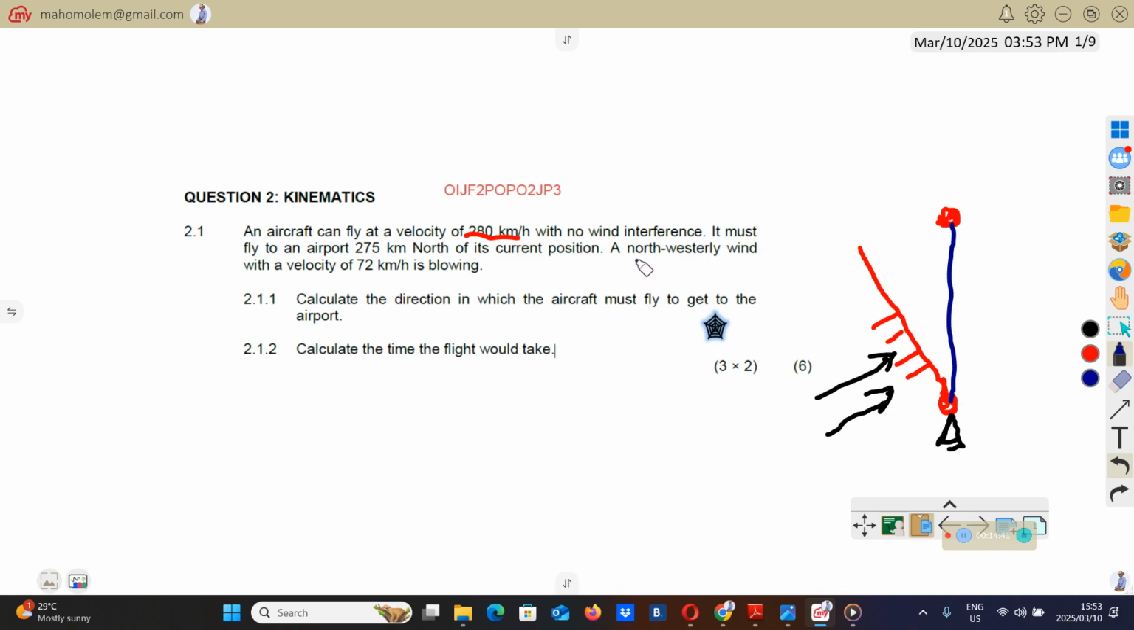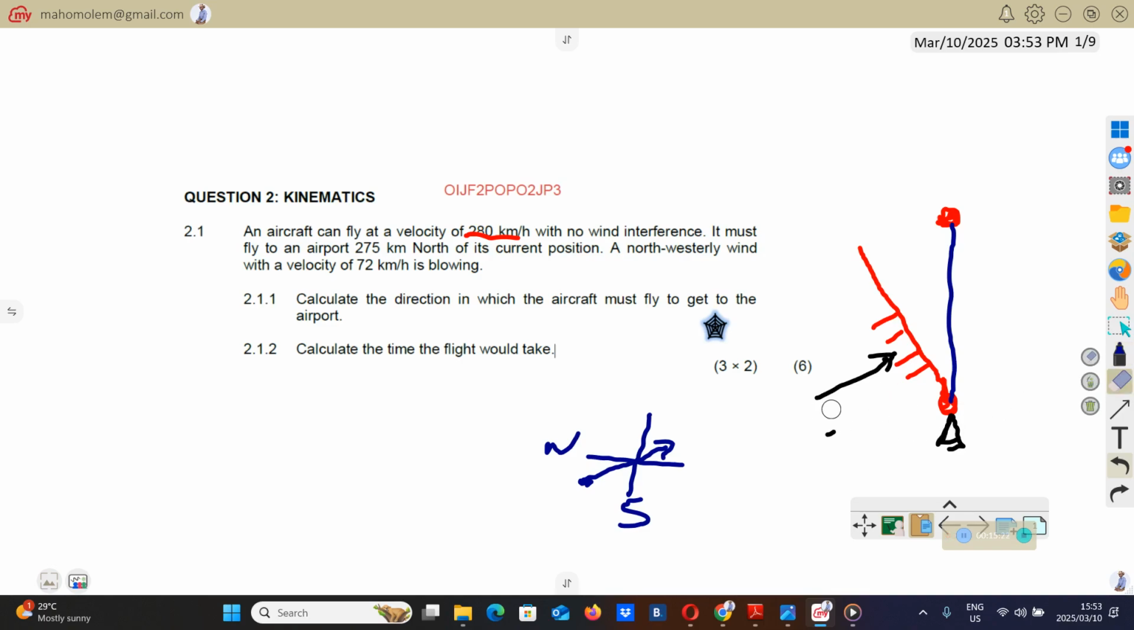Now, they are saying that there is a northwesterly wind. Okay, so in this scenario that I have here, the wind was blowing from, I can take this as west, this one as south. So the wind is blowing from southwest. Then take note that if the wind is blowing from southwest, it means that the wind is coming from that direction. So if that wind is coming from this direction, it means the wind is blowing in that direction.